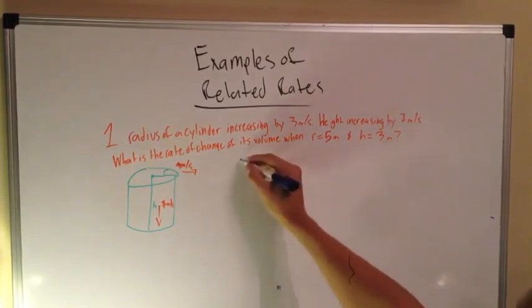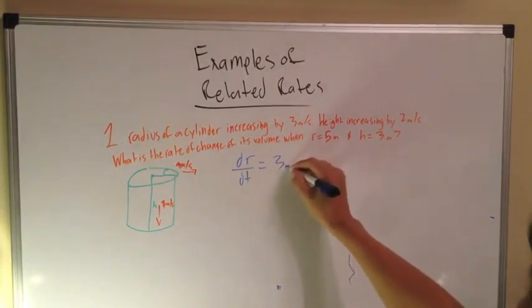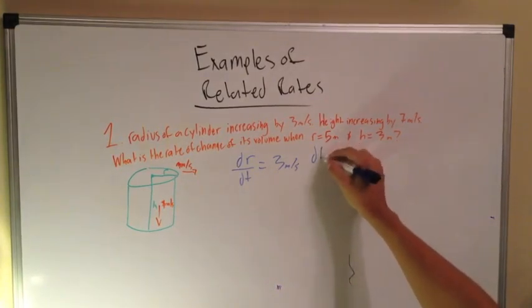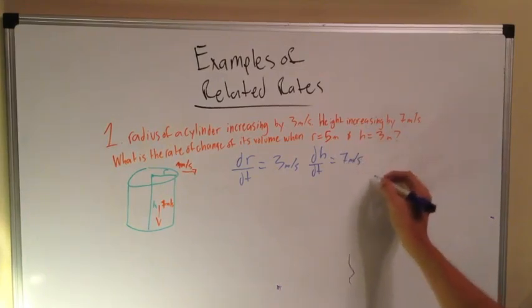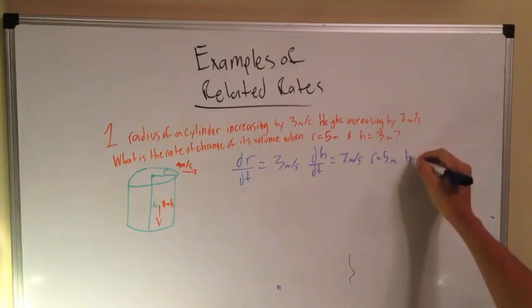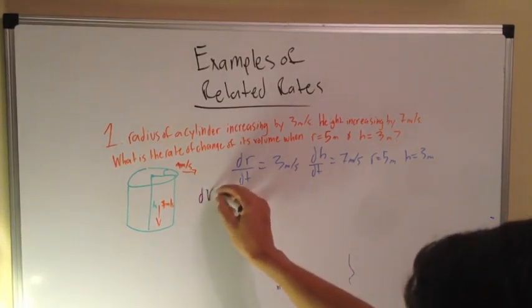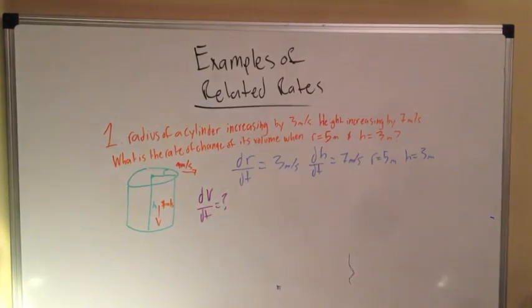So you know that the rate of change of the radius with respect to time equals 3 meters per second, while the rate of change of its height with respect to time equals 7 meters per second. And its radius equals 5 meters and its height equals 3 meters at that particular instant. So what you need to find is the rate of change of the volume with respect to time. So how do you do this?